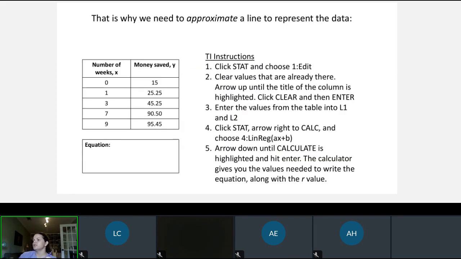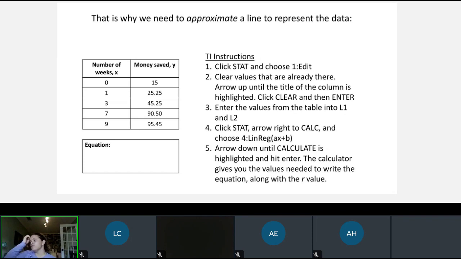Okay. So reasons we might need to approximate a line. Let's say we're trying to figure out, over the last couple of weeks we've been saving money, not necessarily at a steady pace, but we want to know about how much money we are saving every week. Desmos will be available for all questions.